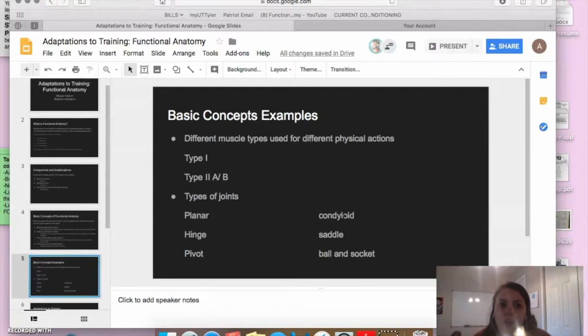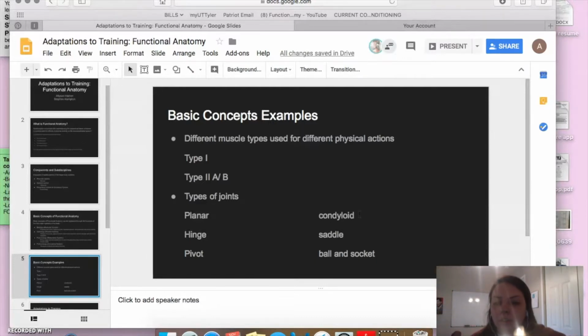And then you have the condyloid bones, which allow a range of motion with angular movements. A good example of those would be your wrist. So it allows side to side and up and down movements, pretty good range of motion. But that next one, the saddle joint, is going to be one that allows even more range of motion.